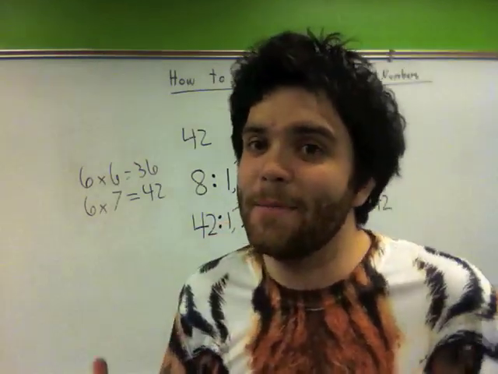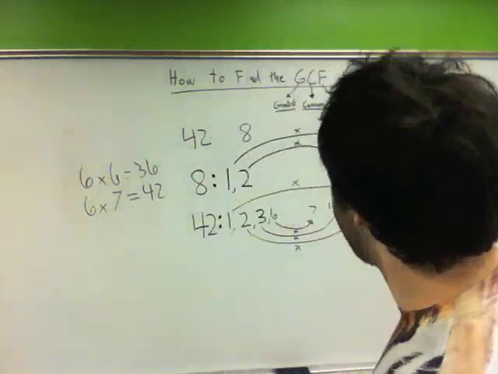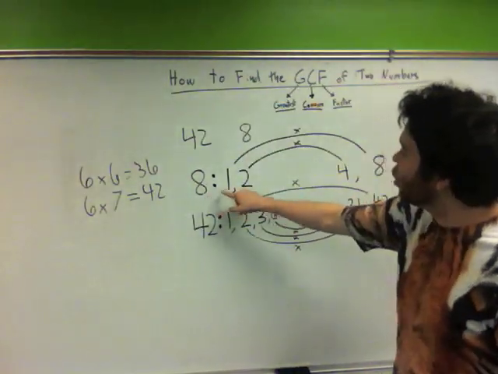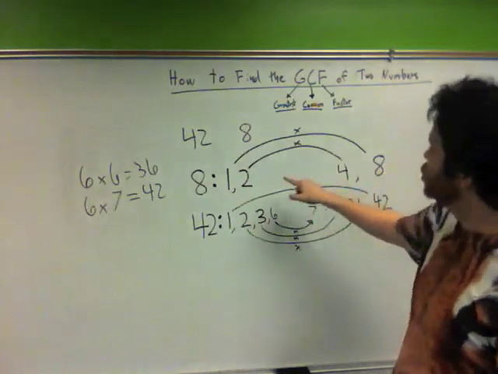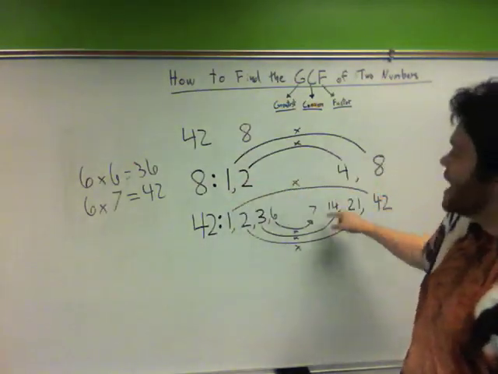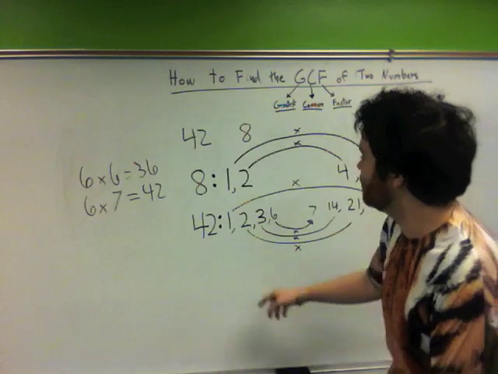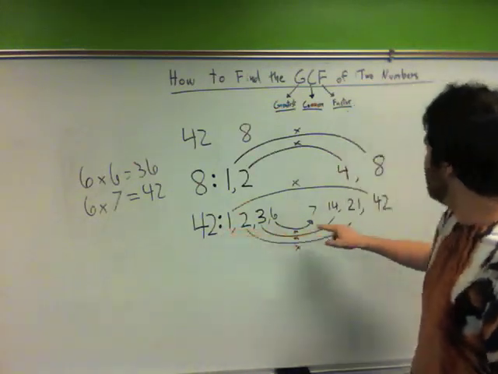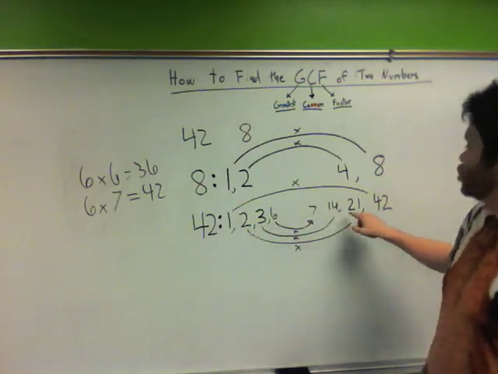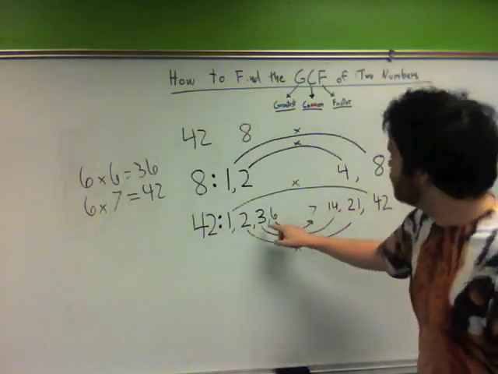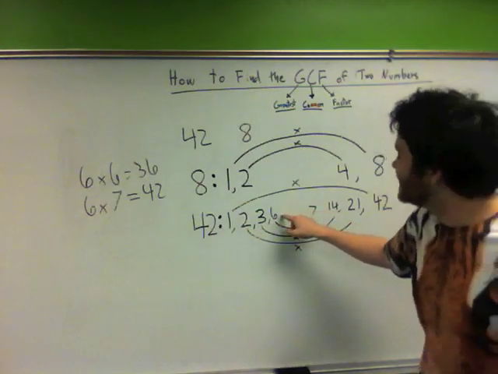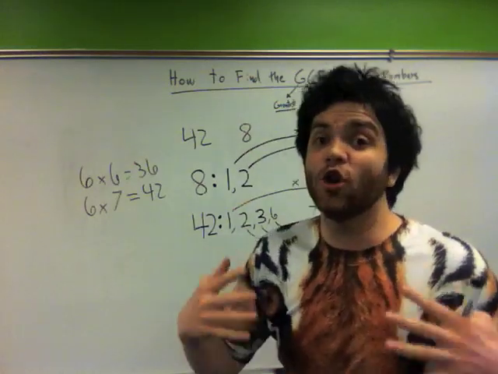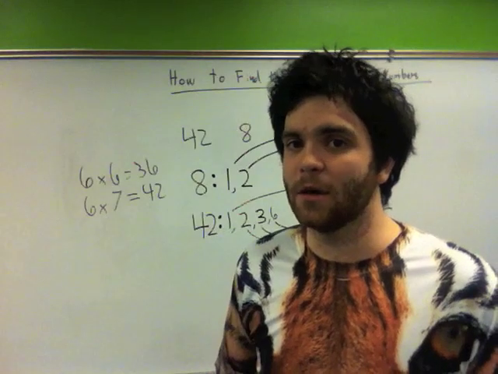So in the past 10 minutes and 12 seconds, we have found the factors of 8. The factors of 8 are 1, 8, 2, and 4. And the factors of 42 are 1, 42, 2, 21, 3, 14, 6, and 7. Now, how do we find the greatest common factor?